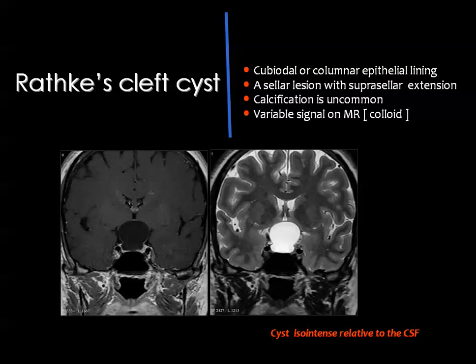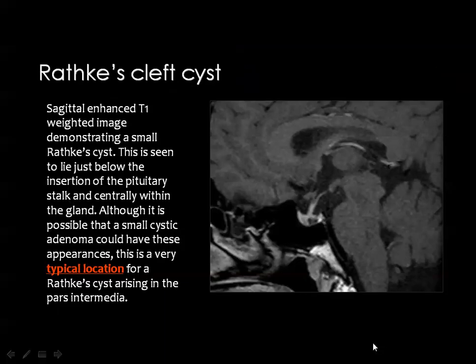If any enhancement occurs in this cyst, it may be in the form of thin marginal enhancement, which can differentiate this lesion from the craniopharyngioma, as I will mention. Also, I mentioned that the typical location of the Rathke's cleft cyst is usually immediately below the attachment of the infundibular stalk to the pituitary fossa and to the pituitary gland.